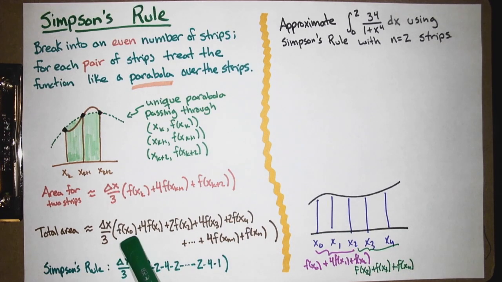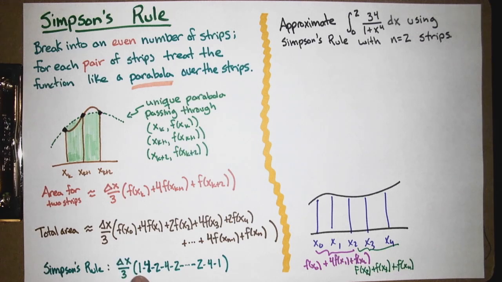So it's this pattern 1, 4, 2, 4, 2, 4, 2, 4, 2, and then it ends with a 4, 1. So we're weighting the points in this sort of roller coaster fashion. So that's how it works. So that's this sort of shorthand. This is what's on the formula sheet, roughly speaking.